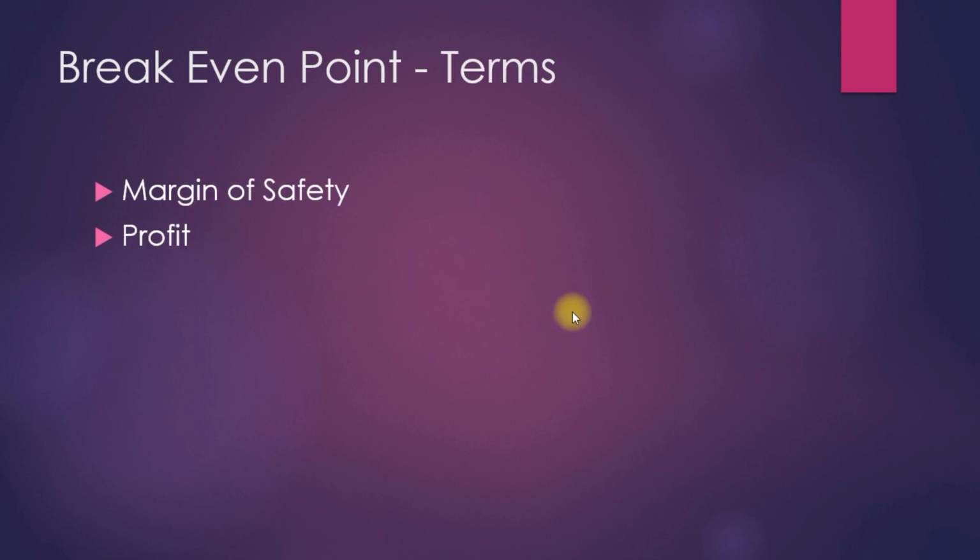Lastly, the different terms used with break-even point are margin of safety and profit. Margin of safety is the units sold minus break-even point. In the previous example, if 3000 is the present capacity of the firm and 2000 is the break-even point, then the difference of these two is the margin of safety. Whatever units get sold above break-even point are taken as profit, which is around 1000 in this example.